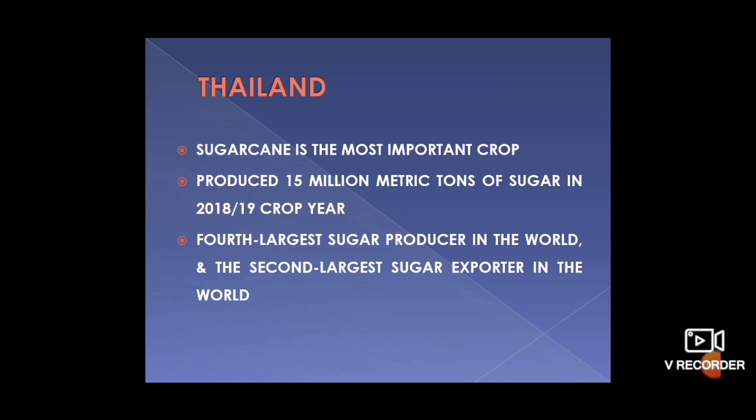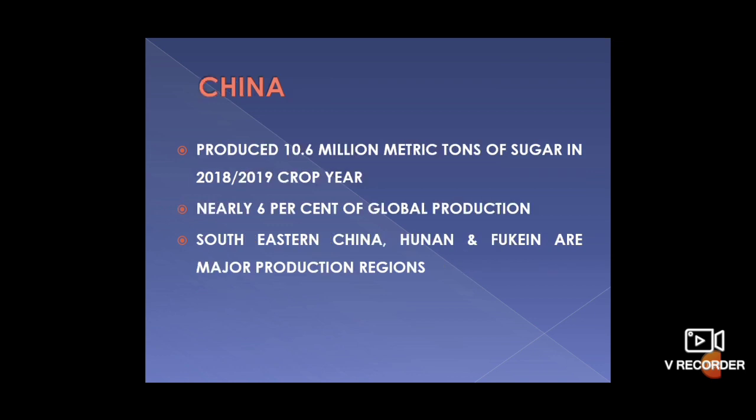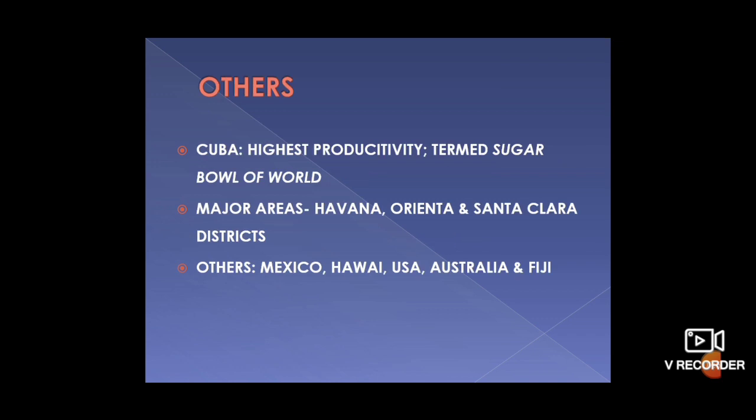Thailand is another major producer of sugarcane in the world. The country produced 15 million metric tons of sugar in 2018-19 crop year. It is the fourth largest sugar producer in the world and it is the second largest sugar exporter in the world next to Brazil. China produced 10.6 million metric tons of sugar in 2018-19. It accounts for nearly 6% of the total global production. The major producing regions of sugarcane in the country are southeastern China, Hunan and Fujian province.